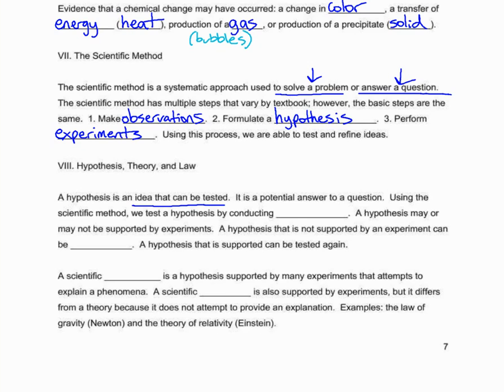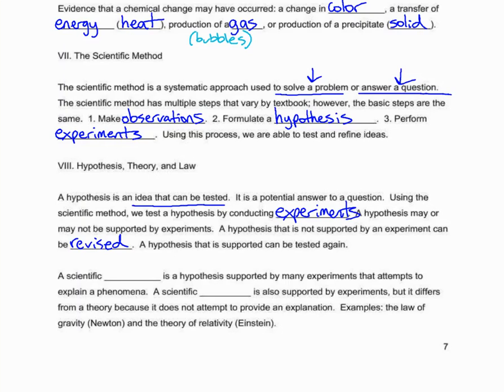Using the scientific method, we will test a hypothesis by conducting experiments. So our hypothesis may or may not be supported. If your hypothesis is not supported by the experiment, it could be revised, meaning I am going to change my hypothesis. I have been proven wrong, and now I have a second idea. And rather than giving up, I'm going to test my new idea.